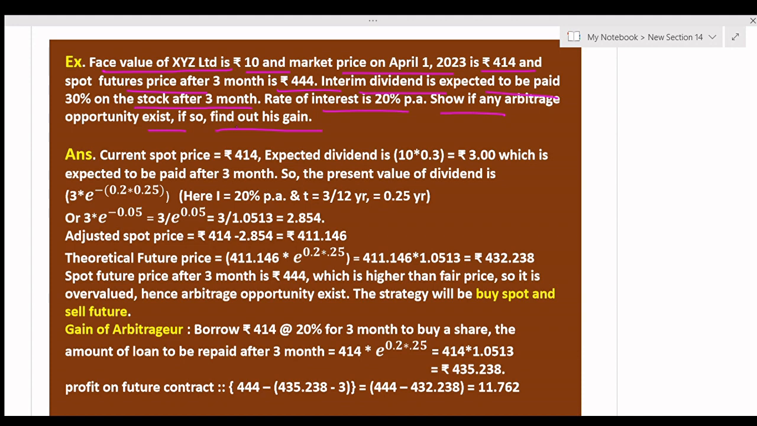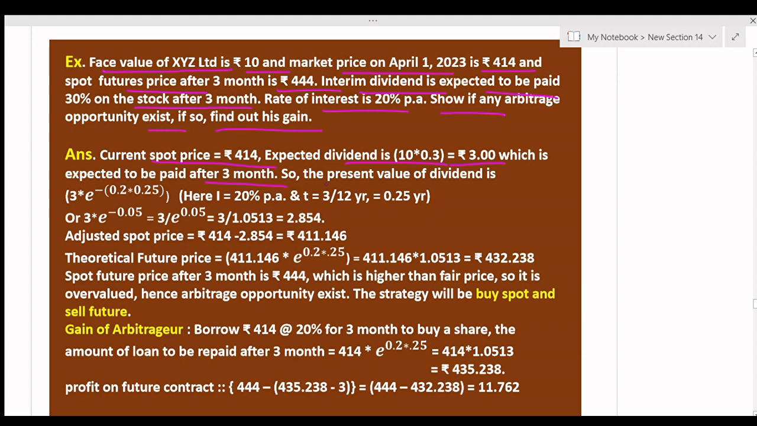First of all, you find out the dividend and the present value of dividend, and it will be deducted from the spot price. Then you find out the fair price after 3 months and compare it with the spot future price and take the decision. Now come to the solution. Current spot price is rupees 414. Expected dividend is 30% on the face value, that is rupees 3, which is expected to be paid after 3 months.